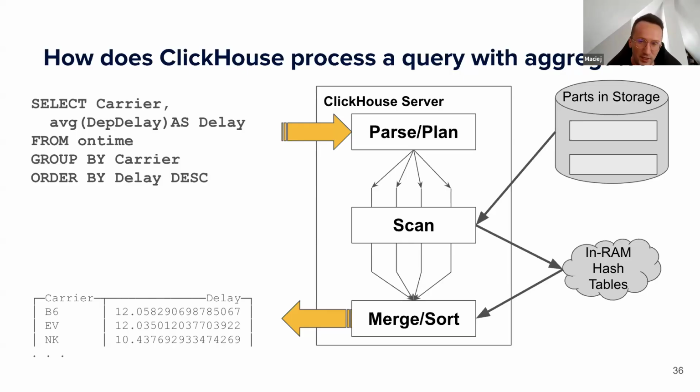So as I mentioned, ClickHouse by default will use all available CPUs to execute the query. Each thread will do the scan over the data, over the parts, and it will run it down using streaming functions, which will read the data in groups.